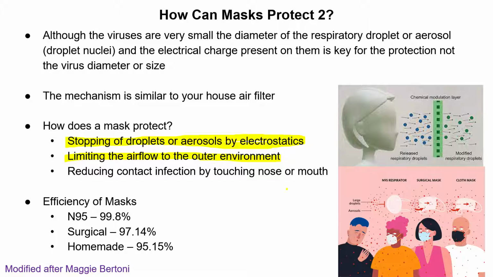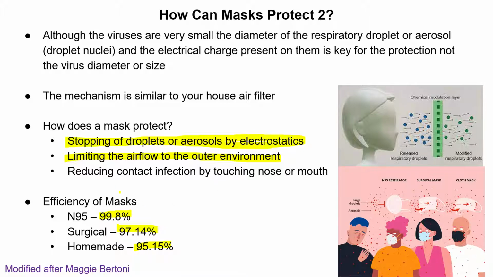And if there are two people also wearing the mask, the number of virus particles which can have access to your mucous membrane, which is in your nose and mouth mainly, is reduced. And that's basically the principle. And the efficiency is 99.8, 97.14, and 95.